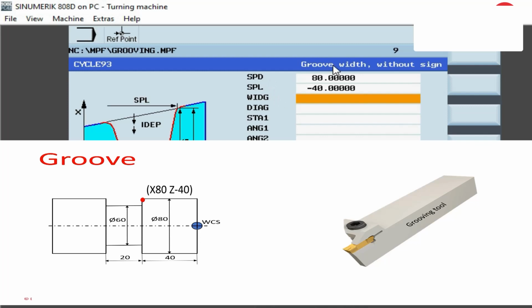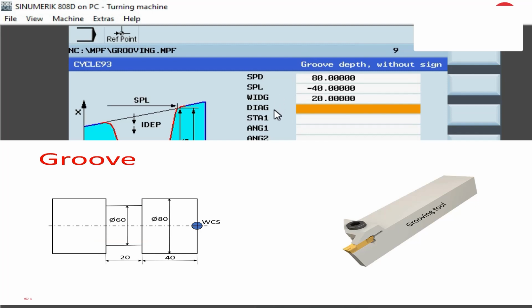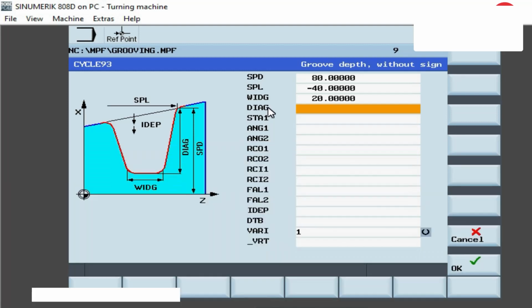Next, WIDG. It means the width of the groove. That can be calculated from drawing. That is 20 mm. Next, DIAG. It means groove depth. That can be calculated from maximum diameter of the groove to minimum diameter of the groove. That is 80 mm minus 60 mm, so the difference is 20 mm. But while mentioning in DIAG we have to give radial value. So we have to give here 10 mm.